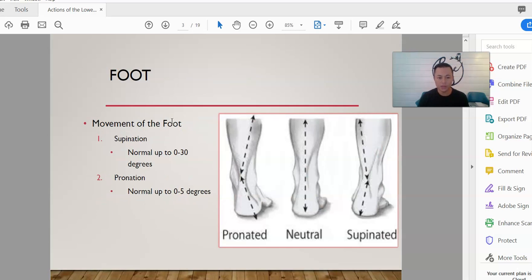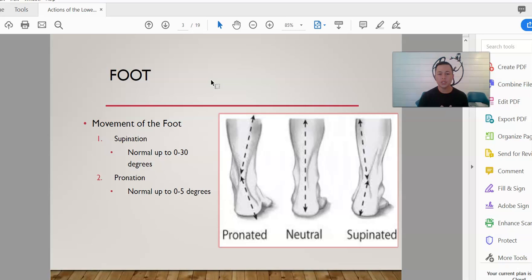Supination and pronation. Supination is actually a combination of different movements. Supination is a combination of plantar flexion, adduction, and inversion. Pronation is a combination of dorsiflexion, adduction, and eversion. Okay? So that will make more sense as we move through the next couple of slides. So just understand that.